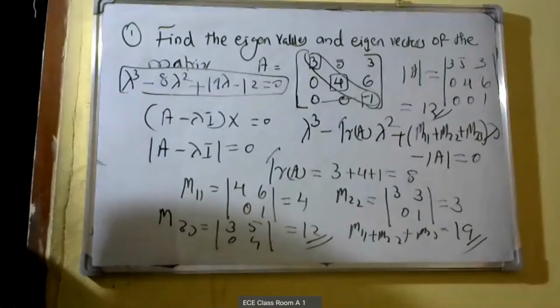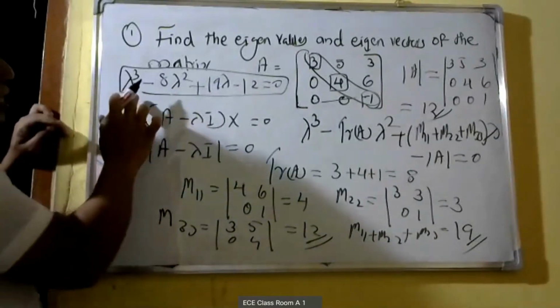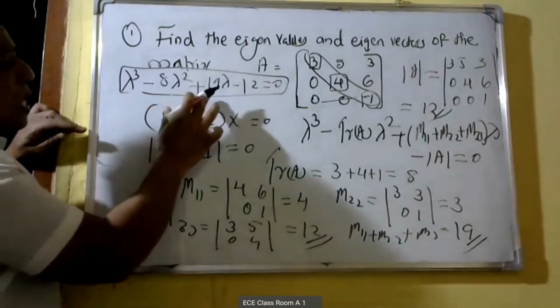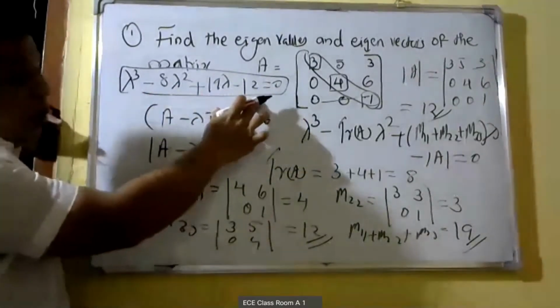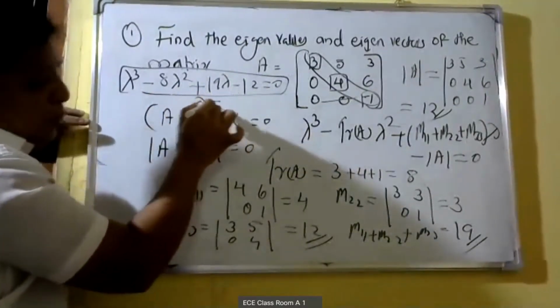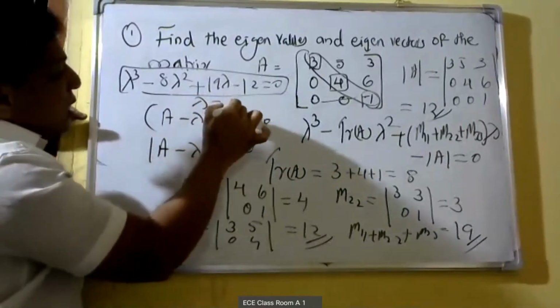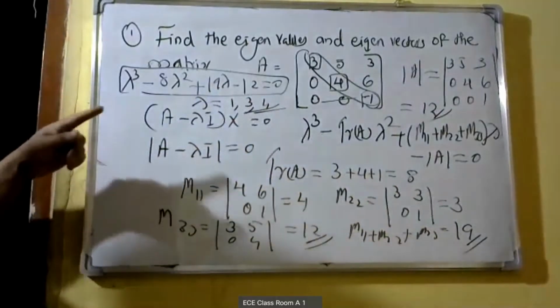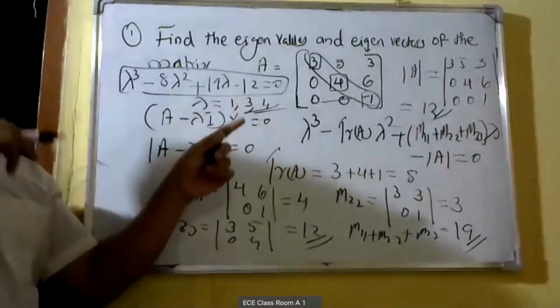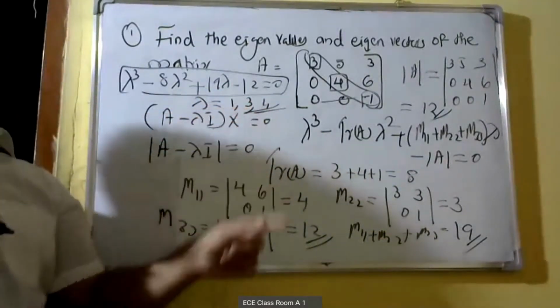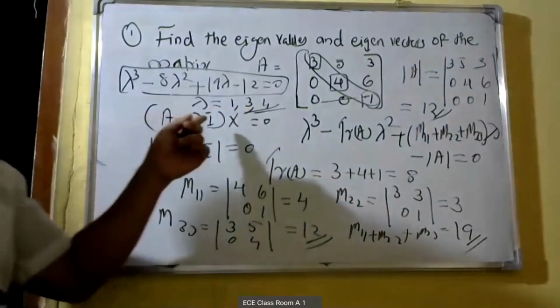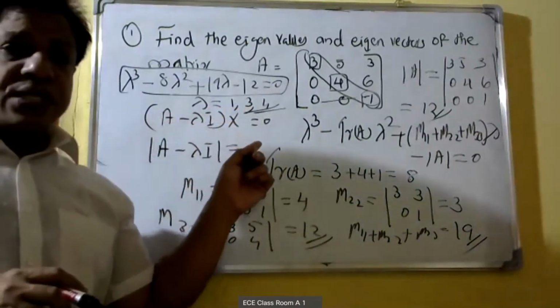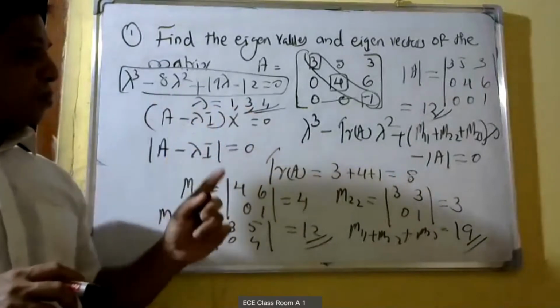Solving this equation, we get the values of lambda. When we solve this equation, lambda cube minus 8 lambda square plus 19 lambda minus 12 equal to 0, we get lambda is equal to 1, 3, 4. These 1, 3, 4 are known as the eigenvalues.